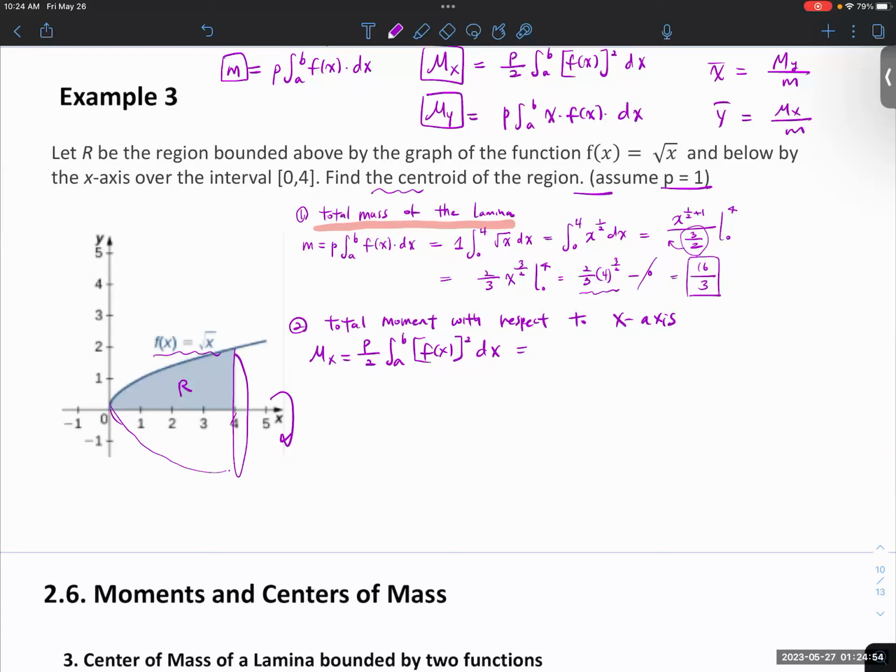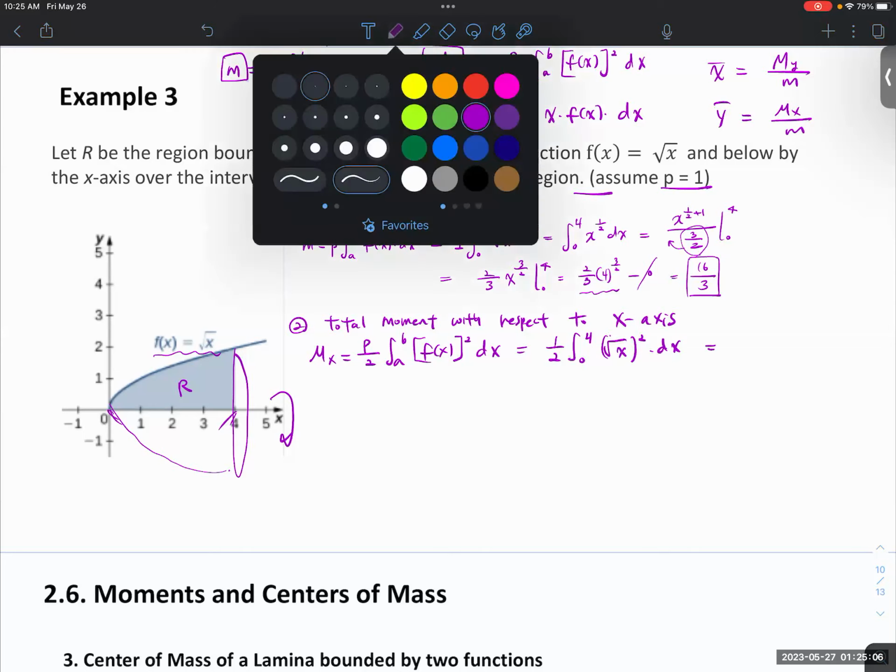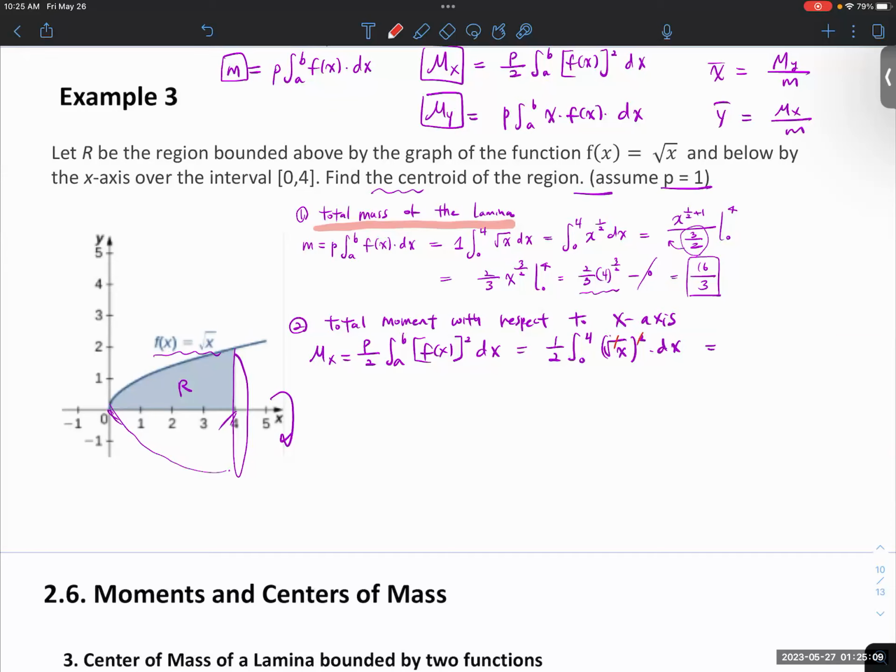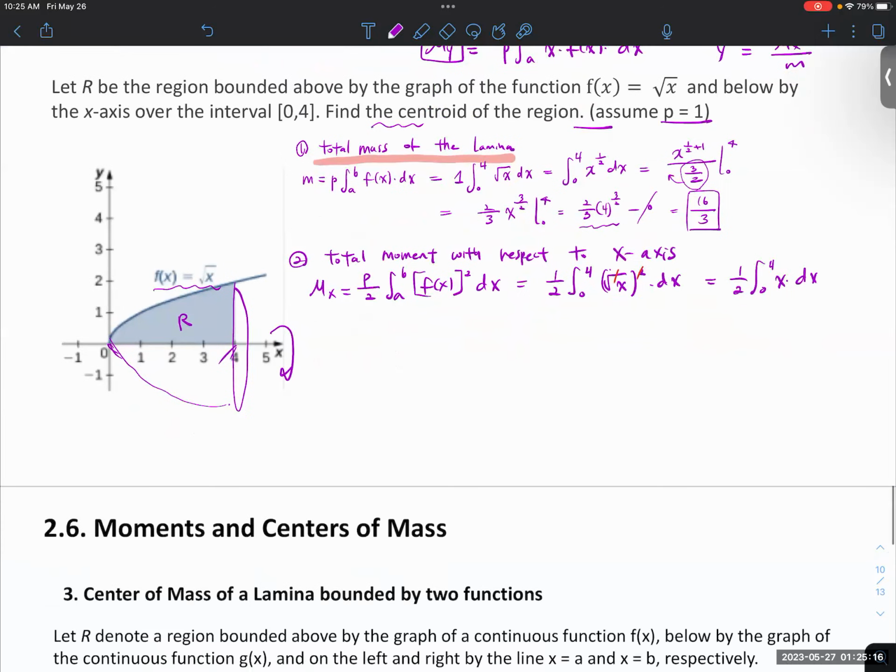So p is a given, so 1 over 2 from 0 to 4 right there. And then the function is radical x to the second power dx. So we know the second power and radical cancel. So basically we have 1 over 2 from 0 to 4 of x dx. So I can take the integral: 1 over 2 times x to the 1 plus 1 divided by 2 from 0 to 4. So that means 1 over 4 x to the second from 0 to 4.